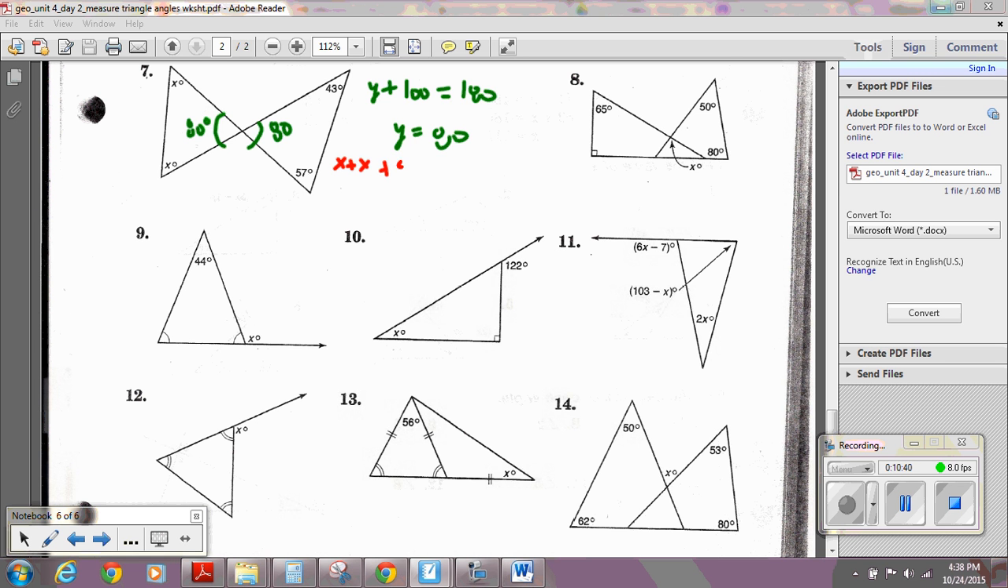x plus 80 is 180 degrees. So that means 2x plus 80 is 180 degrees. Subtract 80 from both sides, so that means 2x equals 100. So that means x has to be 50.